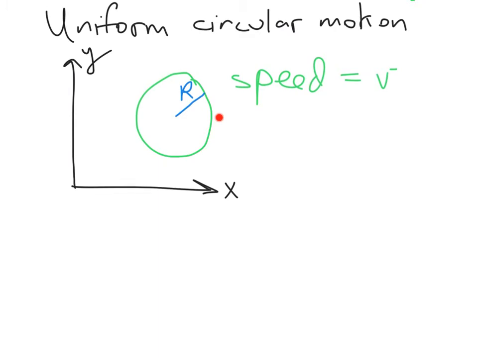Uniform circular motion occurs when an object is moving in a circle with constant speed. Consider uniform circular motion occurring around a circle of radius r. Think of a spinning wheel centered at some point that's not the origin. Let's call this point (a, b).